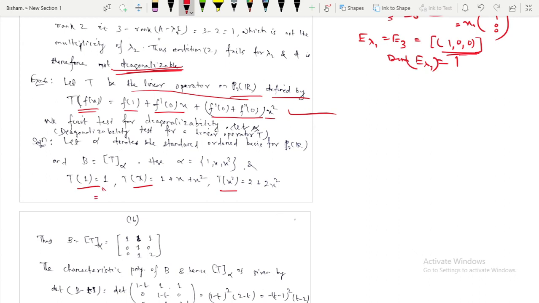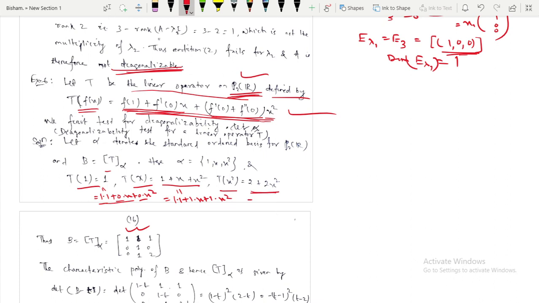So T of 1 is 1, whatever is defined here. So if you find the linear transformation of 1, this is 1. So 1 can be written as 1 into 1 plus 0 into x plus 0 into x square, because here the vector space is P2(R), whose basis is 1, x, x square. So this is 1, 0, 0 in the first column. Similarly, T of x is 1 plus x square, so this is 1 into 1 plus 0 into x plus 1 into x square, so this is in your second column.